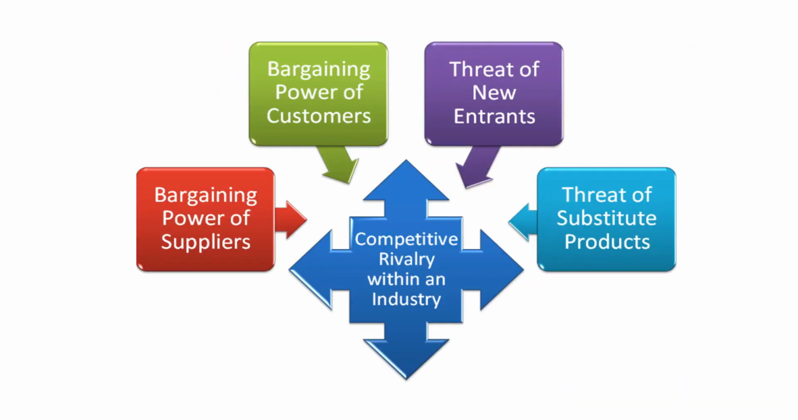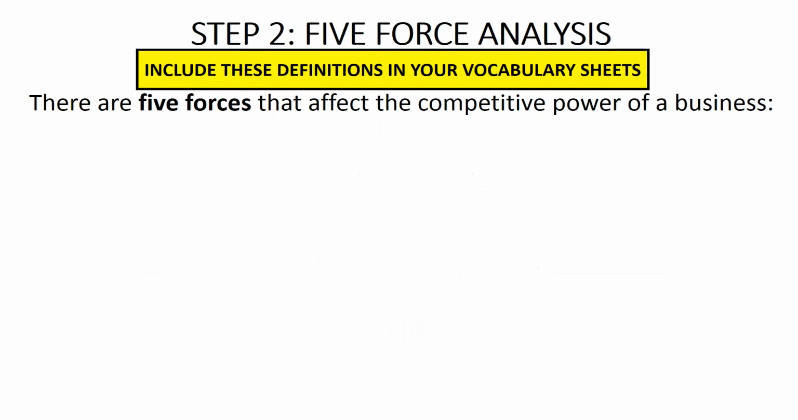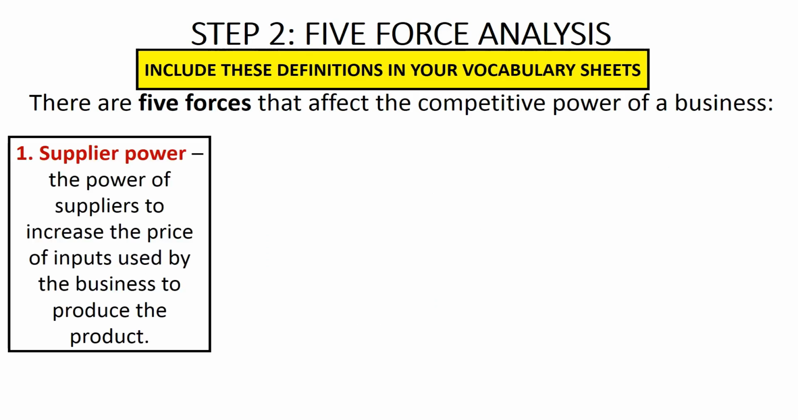This slide summarises the 5 forces: the bargaining power of suppliers, the bargaining power of customers, competitive rivalry within an industry, the threat of new entrants, and the threat of substitute products. Let's look at each of those in turn. Let's now look at each of these 5 forces in detail. Remember that we're looking at these 5 forces because we want to understand what forces affect the competitive power of our business. The first force is supplier power.